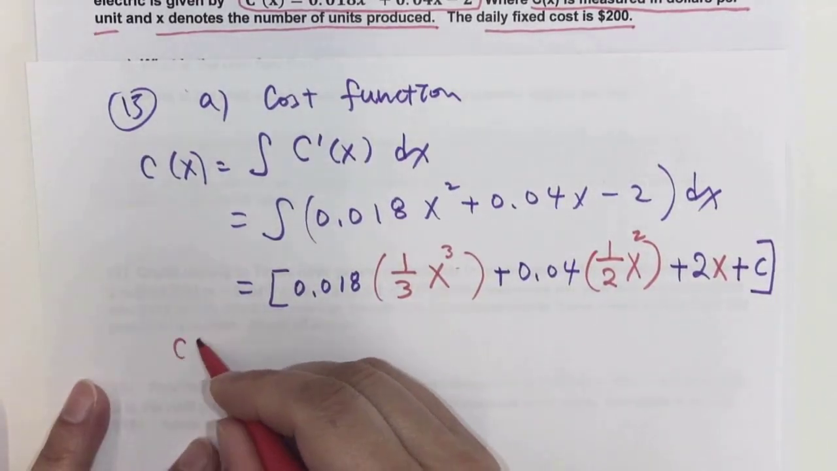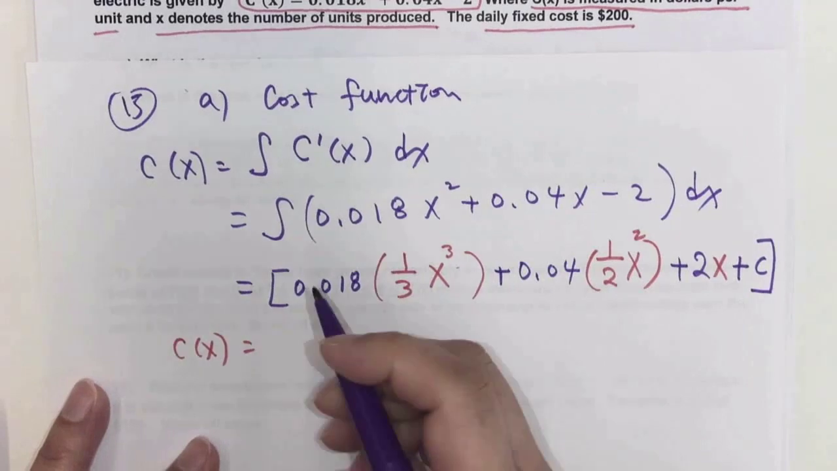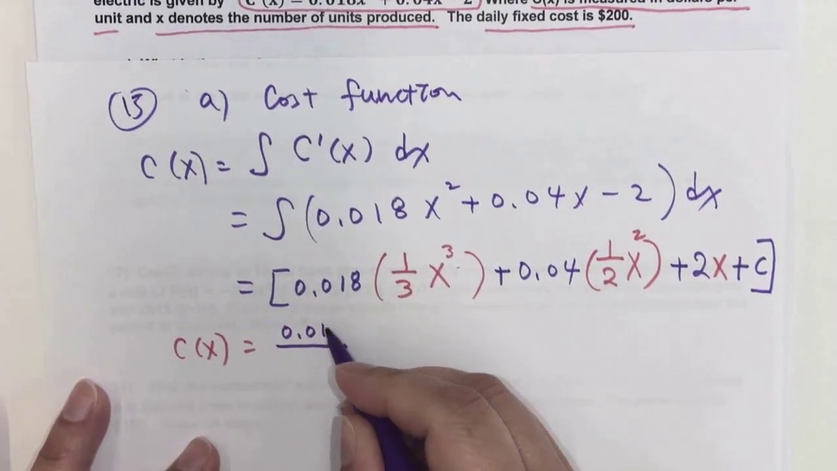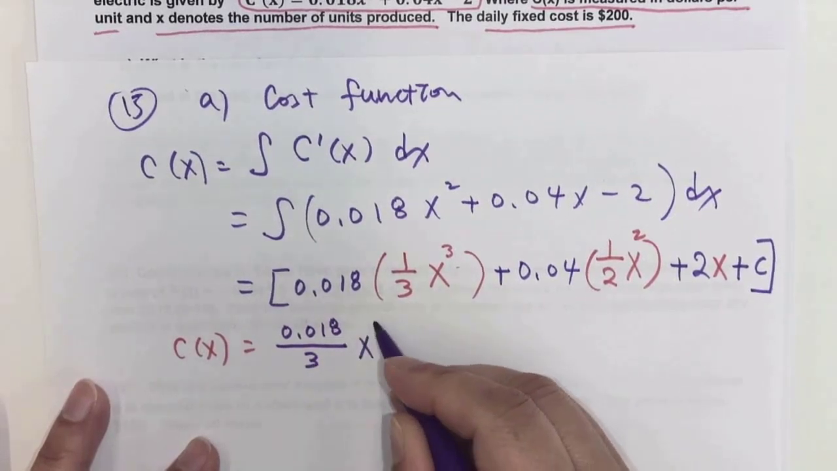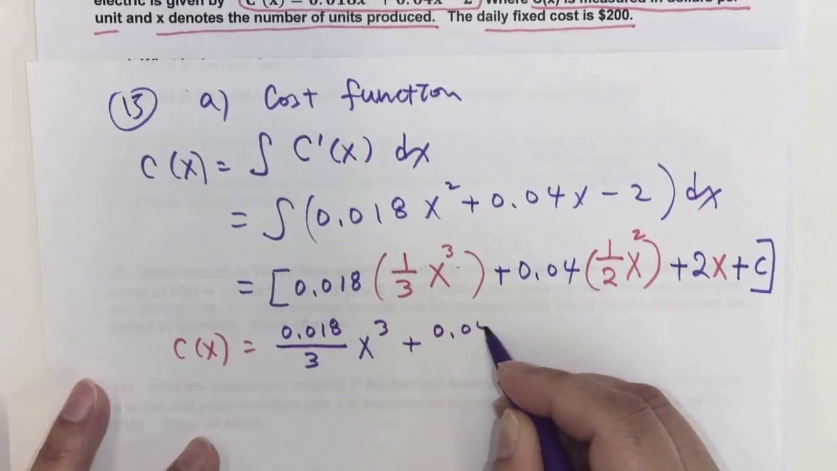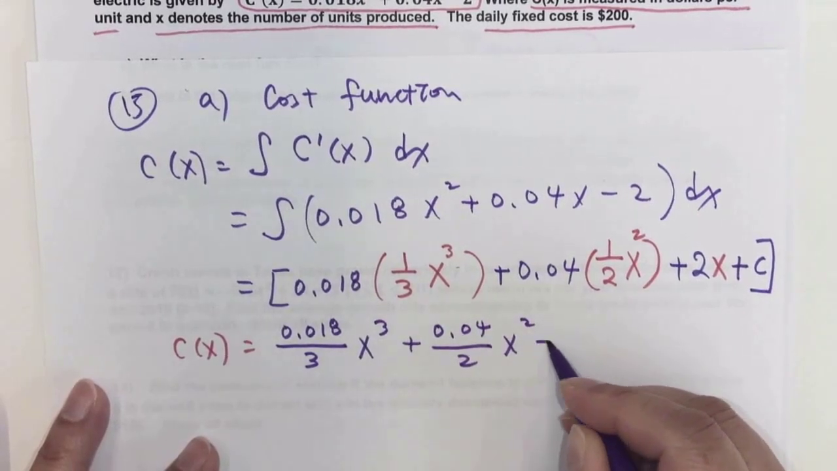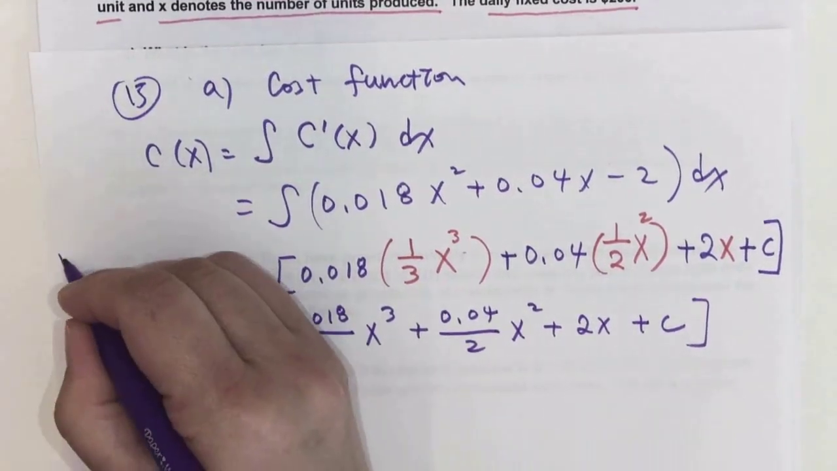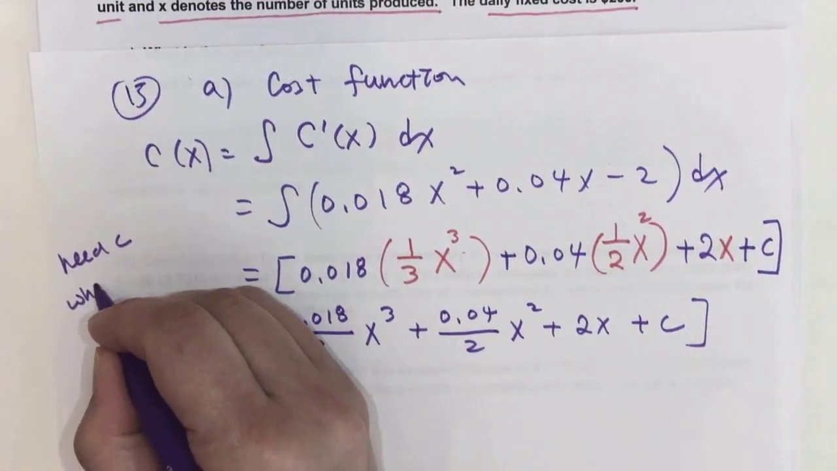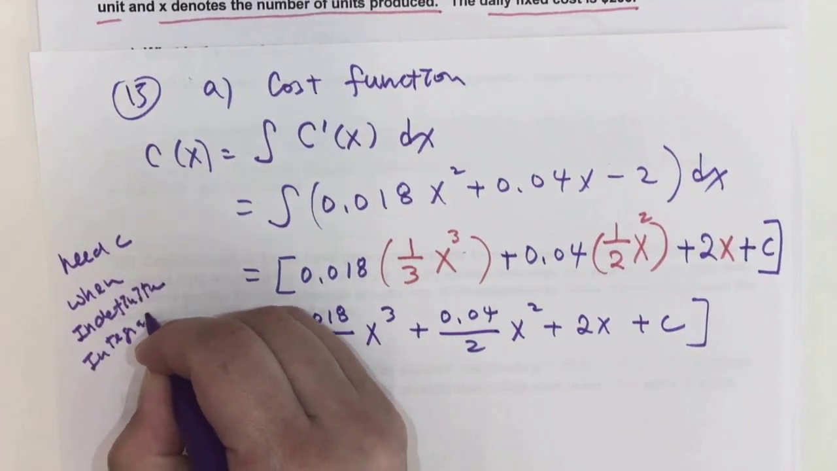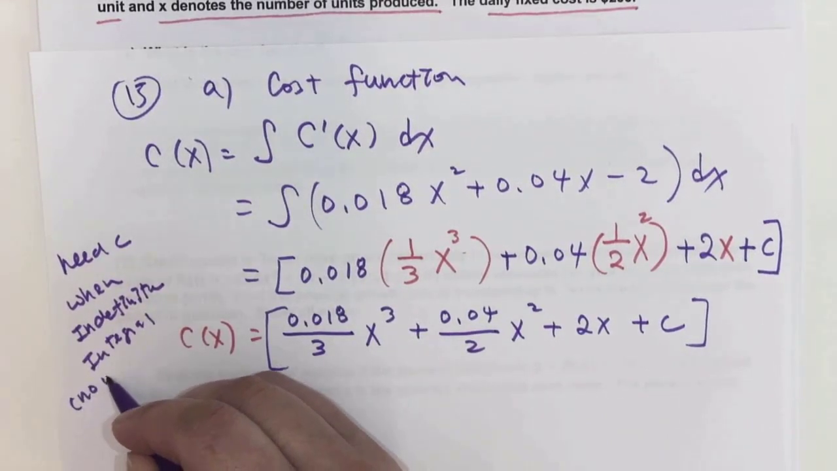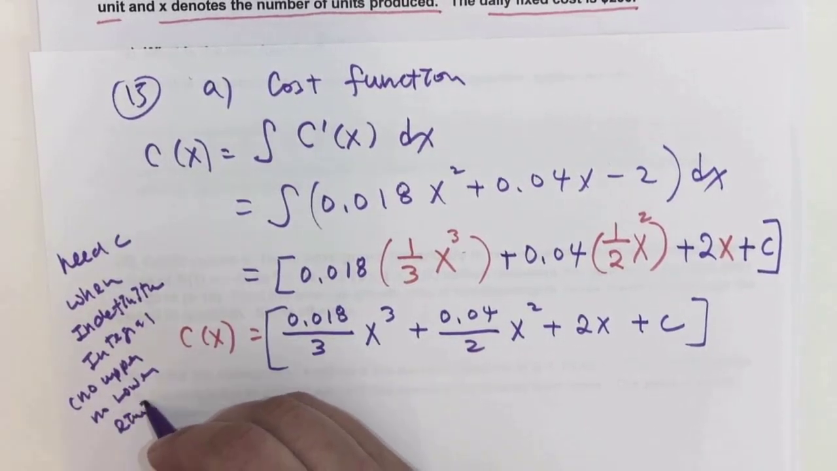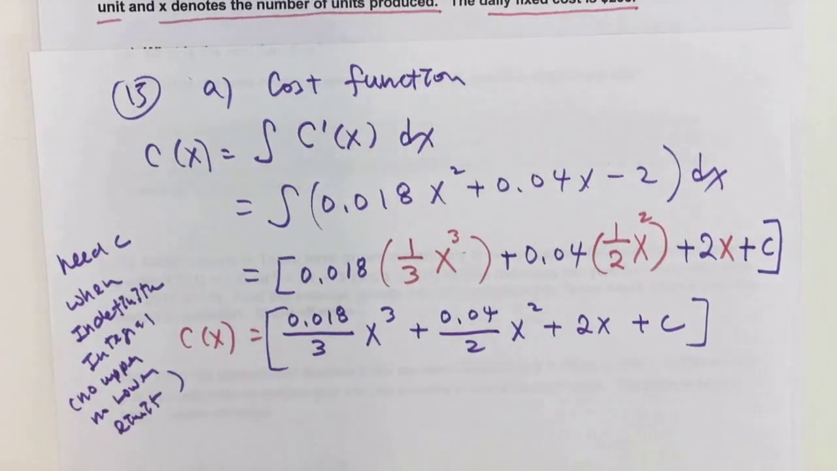So the cost function equals 0.018 on top, 3 at the bottom, x cubed, plus 0.04 over 2, x squared, plus 2x plus C. I'm going to write you a note. You need C when it's an indefinite integral, meaning no upper and no lower limit. If you don't have lower and upper limits, you need C.